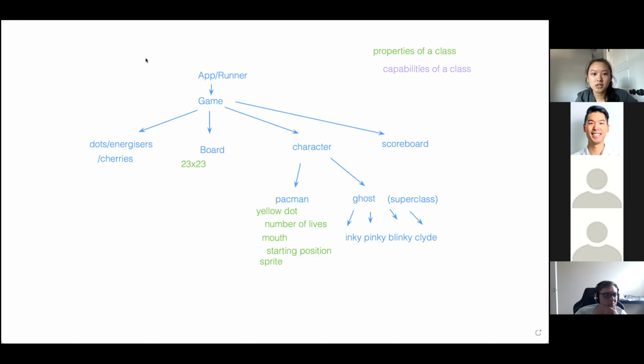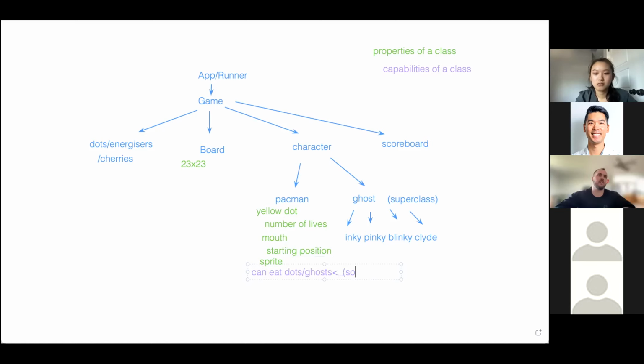What are some capabilities? Each of the dots in the ghost. Can you repeat that, Tim? It can eat things? Yeah. Eat dots, ghosts. So are the purples the method? Yeah.